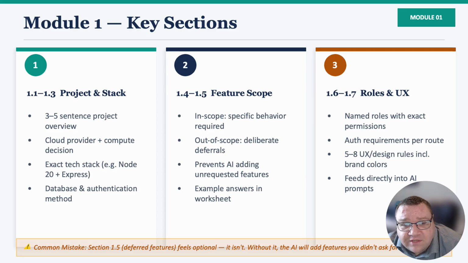The third cluster, sections 1.6 and 1.7, is your roles and UX rules. Name every role. State exactly what it can do, and list what it's restricted from. Then write 5 to 8 plain language design rules, including your brand colors. These become constraints the AI respects throughout the build. Your worksheet has example answers filled in for every section. Use them as a guide for the depth and specificity.